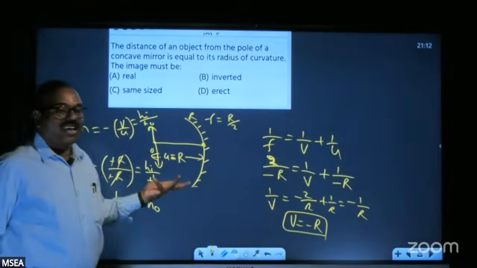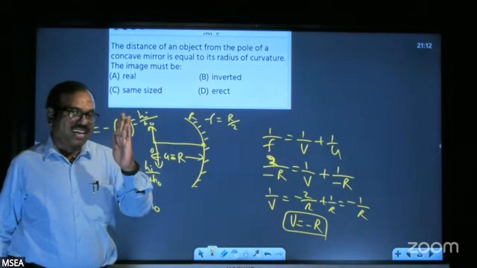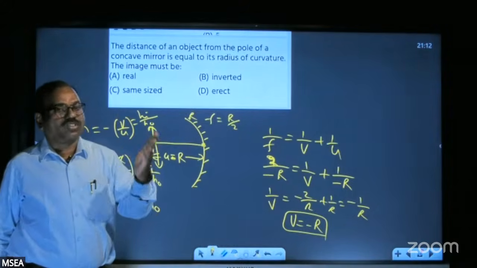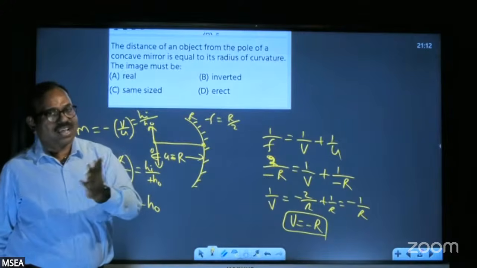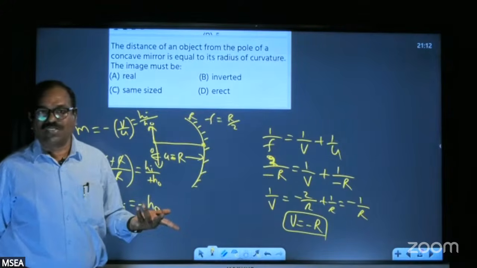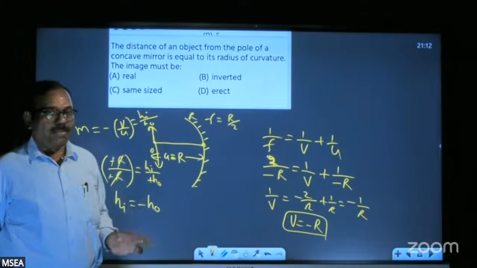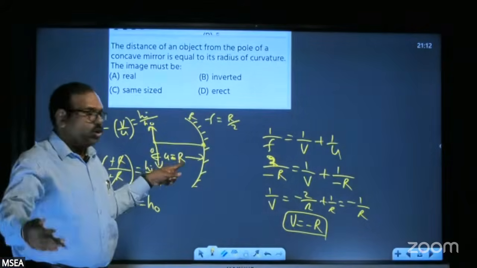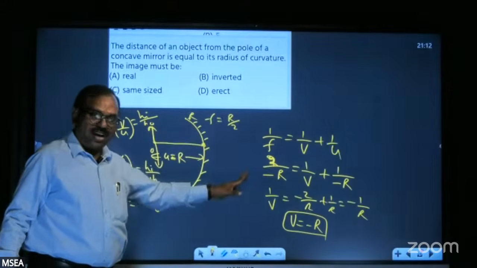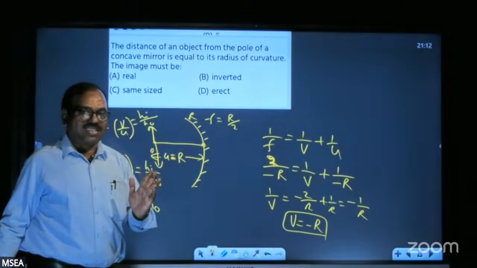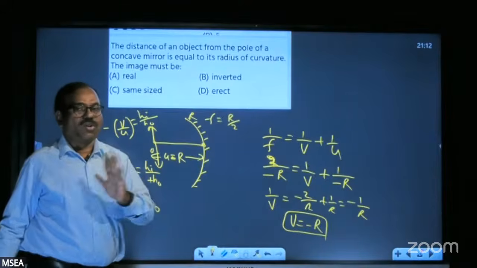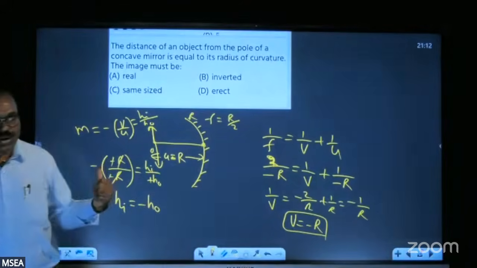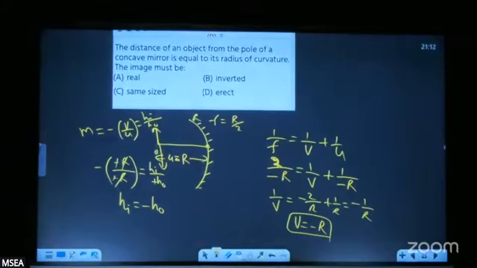Or directly we can say, if the object is at the center of curvature, the image is also at the same center of curvature in front of the mirror. That's why we can also say it is a real image. If it is not exactly R, if it is given some other value, then we have to follow the formula. Otherwise, you can remember, if the object is at the center of curvature, the image is also at the center of curvature. Okay, that's enough.